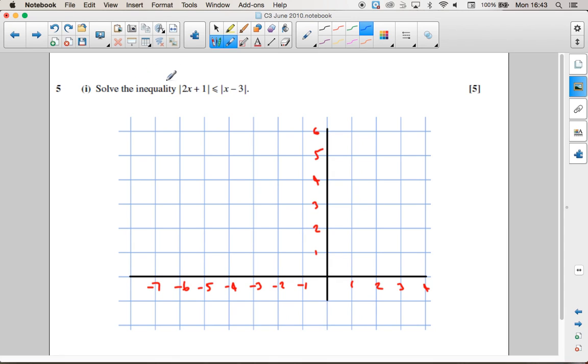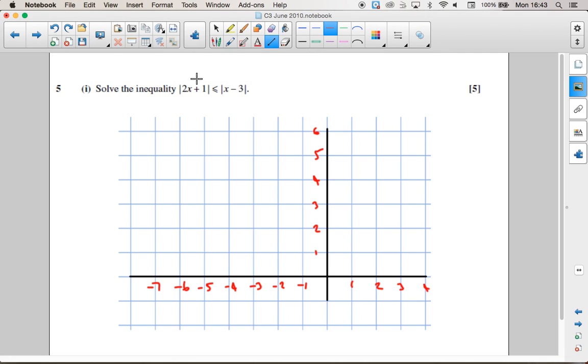Okay, question 5 part 1 is a modulus inequalities question. Now, there's a couple of ways you can solve this type of question. I always solve this with a graph. So I've already set up a bit of squared paper down here and drawn some axes on there.